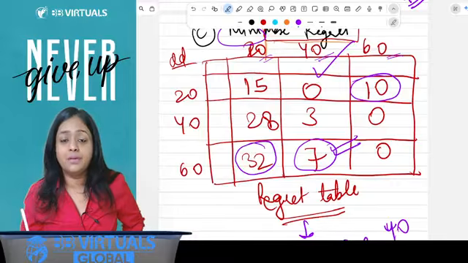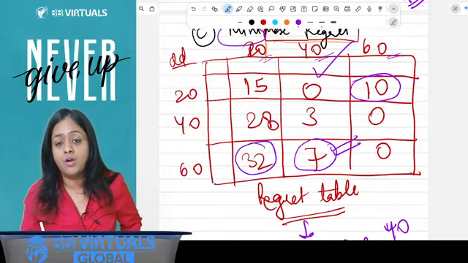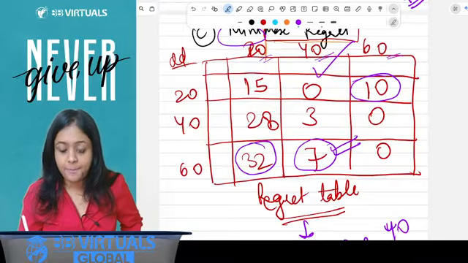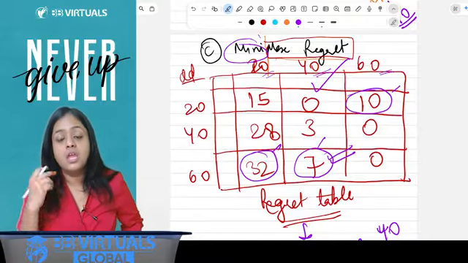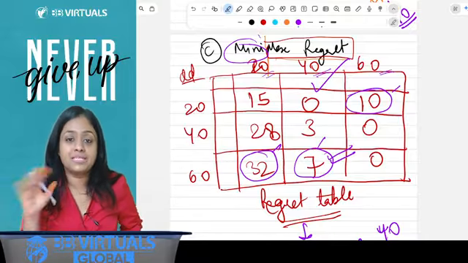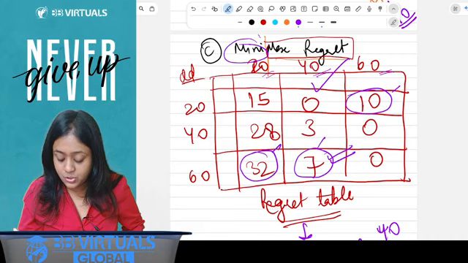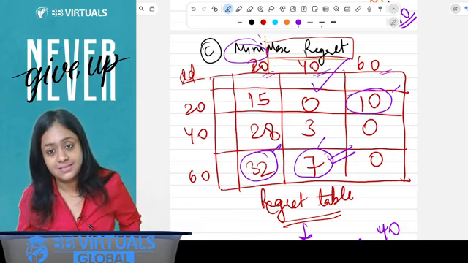Of all the regret tables, get the maximum regret. Now, obviously supply wise. Supply wise maximum regret is 10 here, here 7, here 32. He would go with the minimum of these maximum regrets. Minimum is 7, so he would go for 40 order size. Clear?